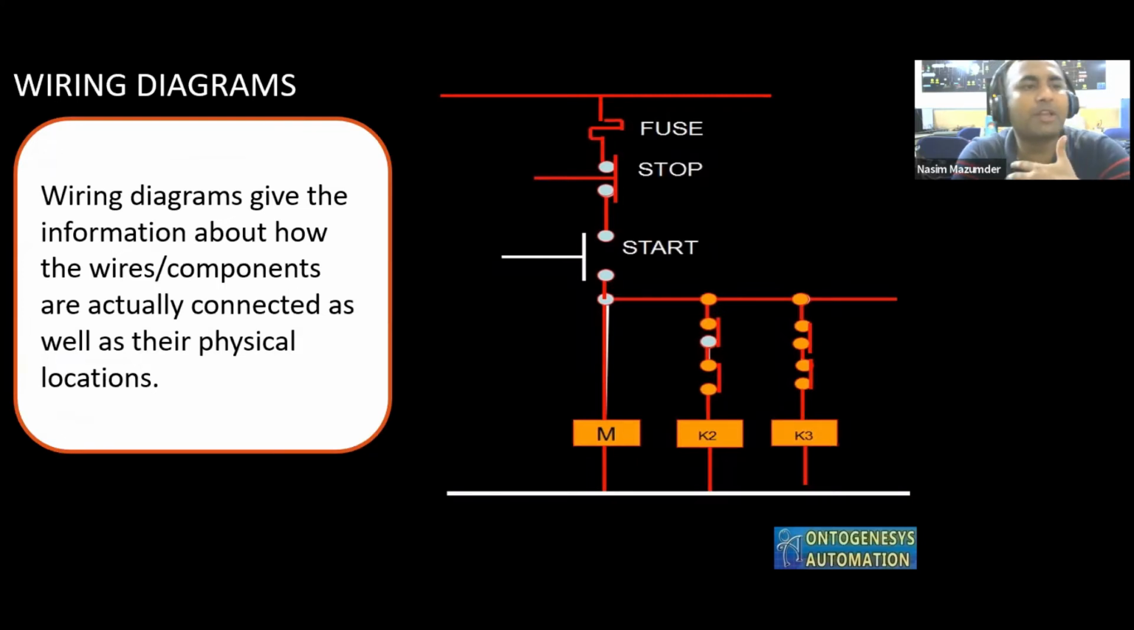Wiring diagrams give the information about how the wires or components are actually connected, as well as their physical locations. What do we understand by physical location? It means which switch is coming before and which switch is coming after, and which wire is going to connect this. And we also call that the documentation of this drawing.